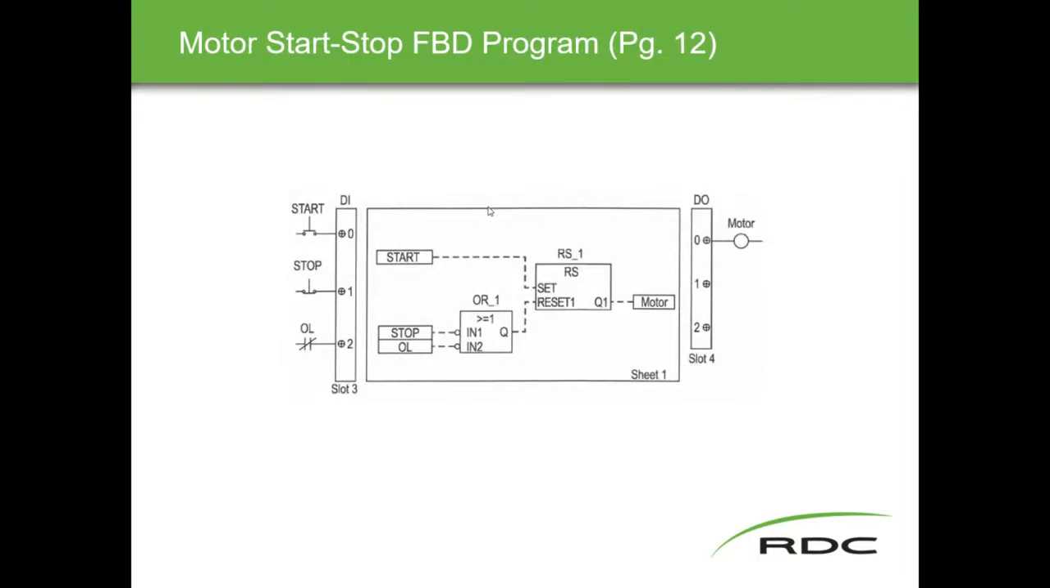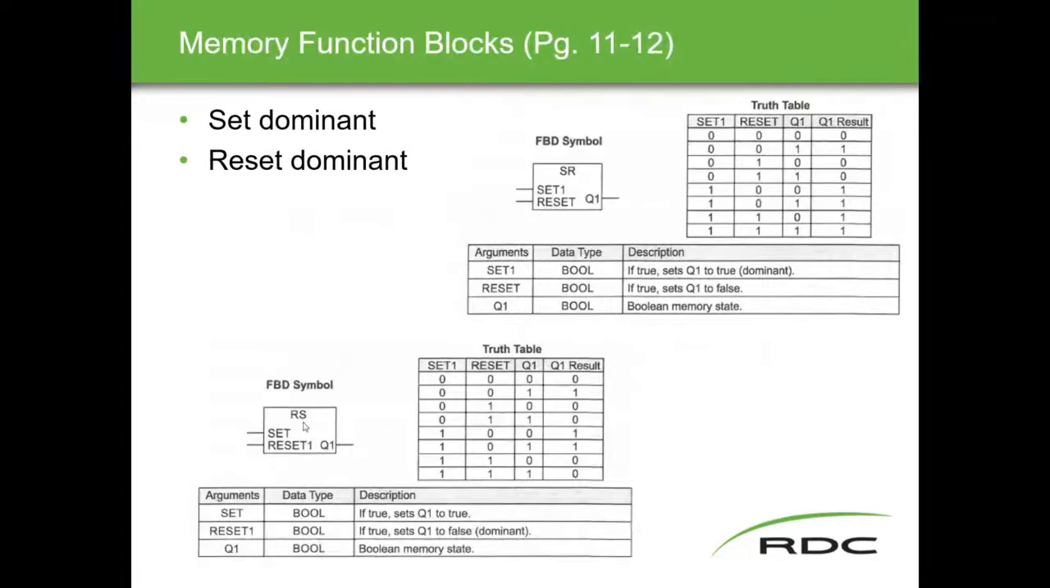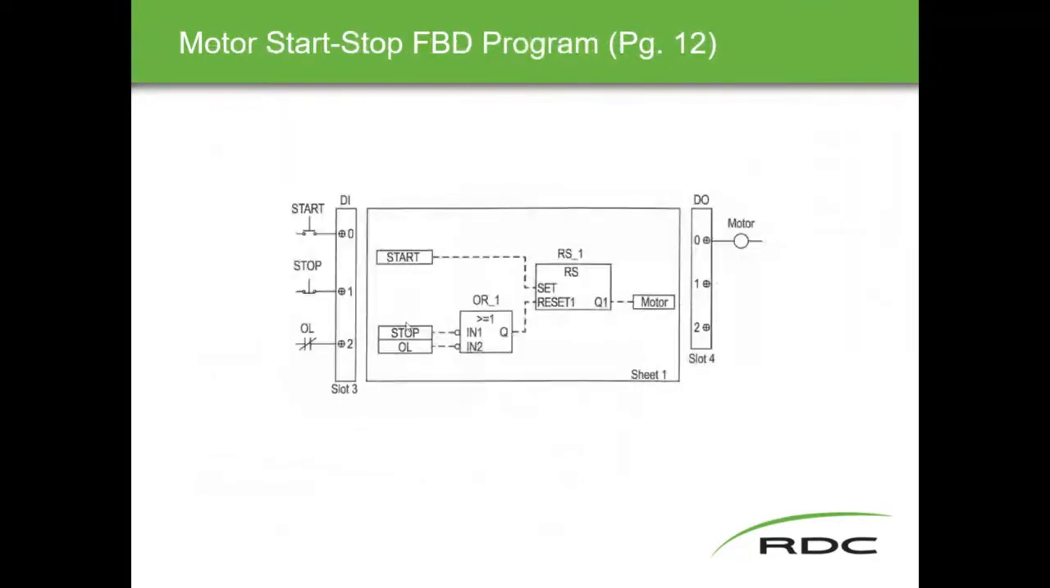Okay, so here's an example, to put this in context a little bit more. This is an RS, so we're calling this a reset dominant, and pay attention to the fact that this is an RS reset dominant, and we're doing this in a motor start-stop type situation here. Just knowing this as a function is valuable, because certain function block programs are generic, and a motor start-stop station, for example, is a very generic program. So it's good to know it in ladder. It's good to know it in function block. It's good to know it in structured text, et cetera.